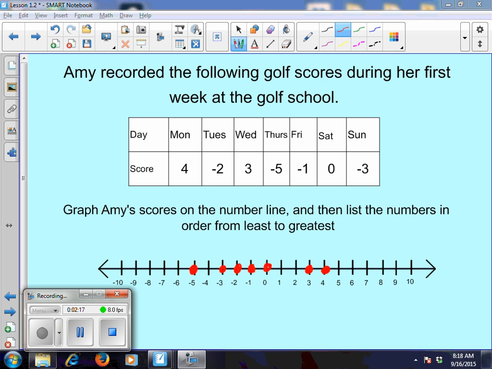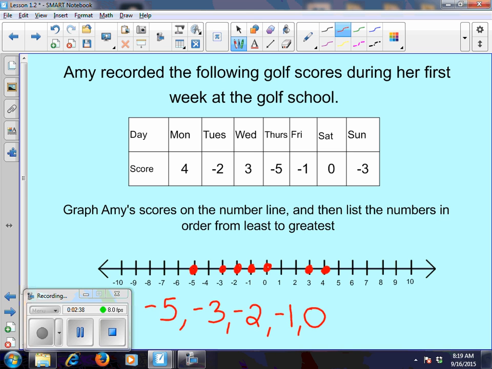As you can see, the scores are plotted on the number line, and they are in order from least to greatest. -5 is less than -3, which is less than -2, -1, 0, 3, and 4. So if we take a chart and graph those numbers on the number line, we can then order them from least to greatest by just writing whichever numbers are in order from left to right.